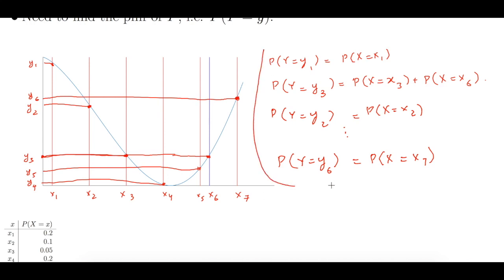Now what did we learn from the previous two examples? We learned that if y is equal to g of x is a unique mapping.